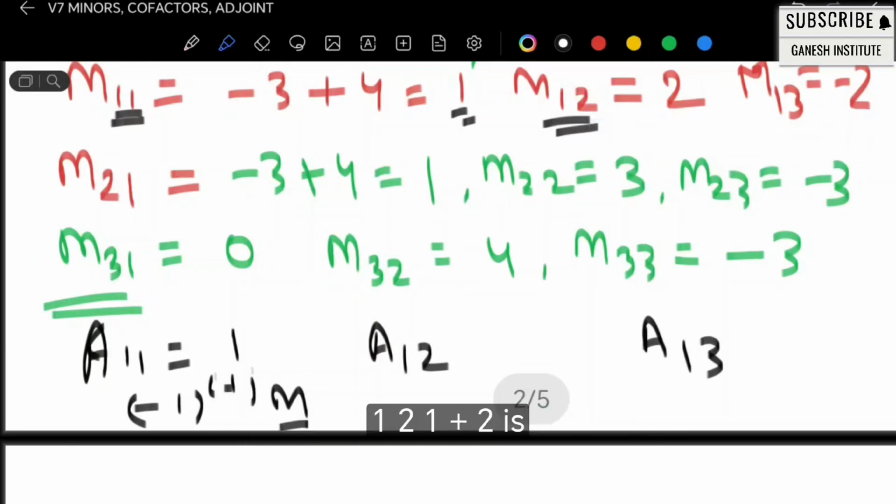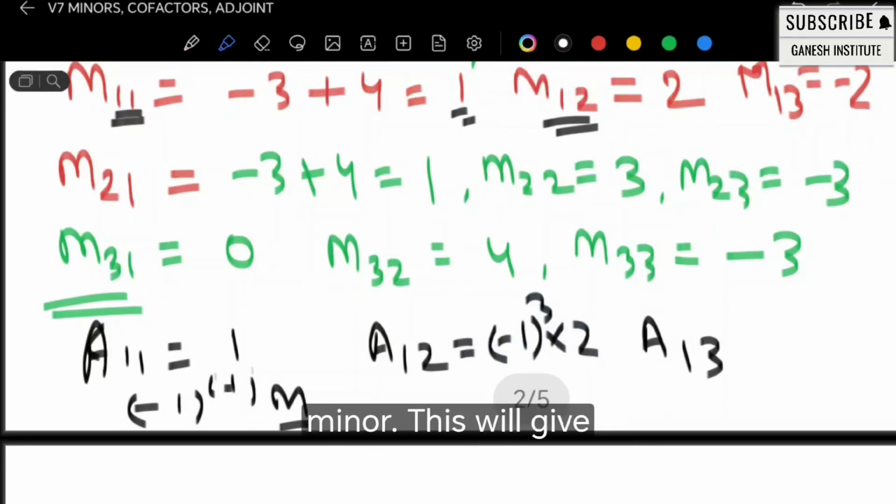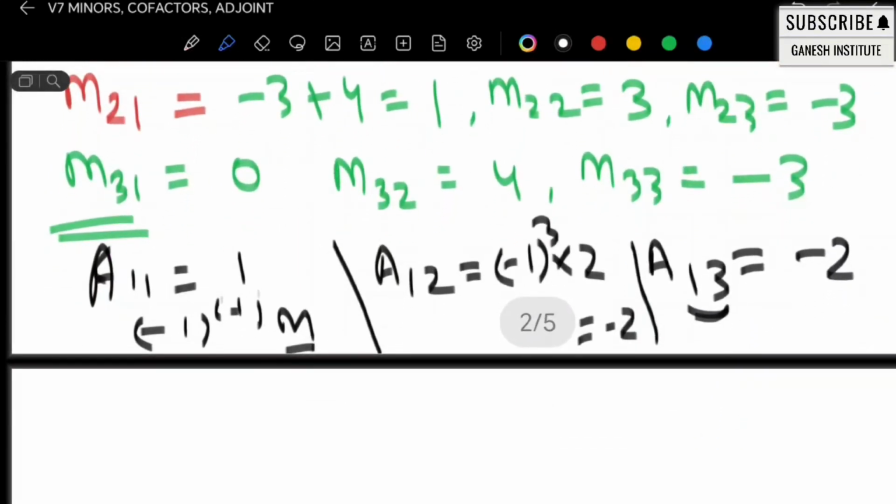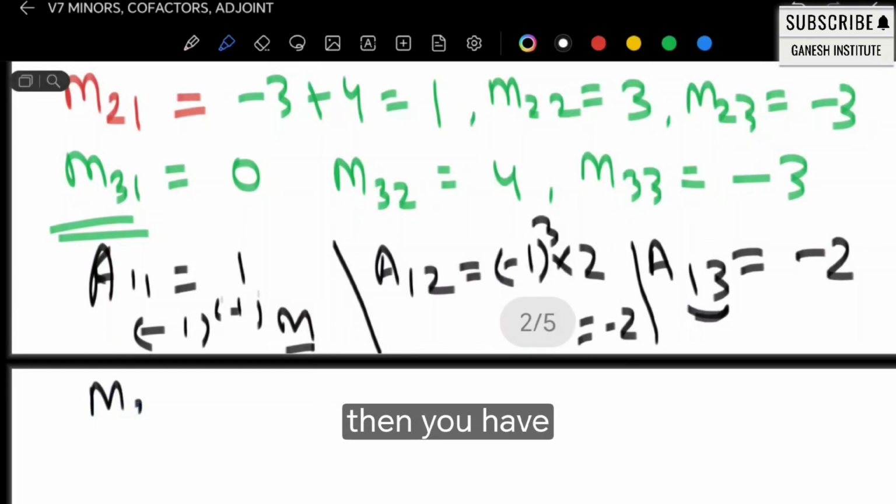Now you have 1, 2. 1 plus 2 is 3. So -1 raised to power 3 into the minor. This will give you -2. Correct? 1 plus 3 is 4, that is even. So the value will remain the same. Correct?